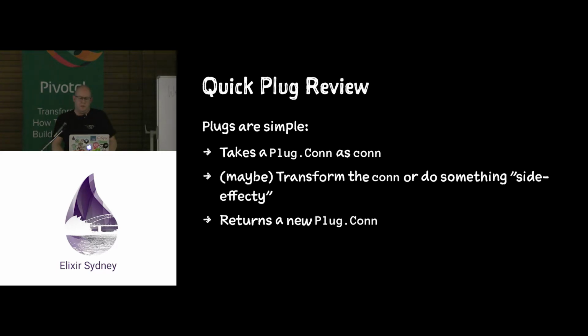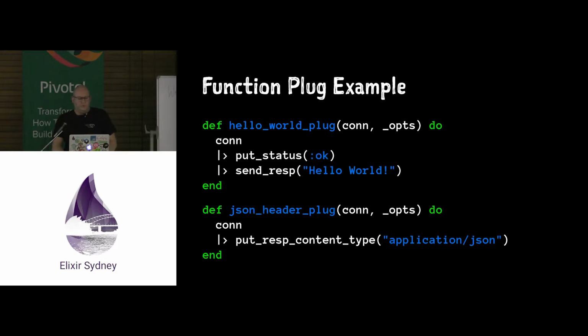But that's probably the only reason you would not do something to the con object and return a new one. And then that's it. You do some stuff to the con or a side effect and return a new plug con. And that's it. Super simple. So here's some examples. So essentially plugs can be as simple as functions.